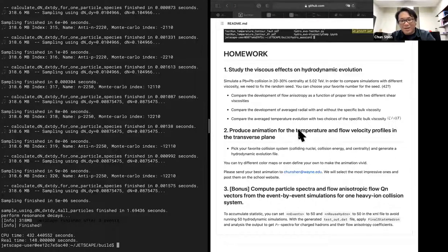The second is, if you're interested, you can make animations yourself based on the Jupyter Notebook scripts I provided as a good starting point. You can pick your favorite color schemes and other things. If you make any awesome animations, please email them to us, and we can post them on the school website and give you some credit. The third is if you want to see, for example, v2 as a function of pT come out from these simulations, just crank up the number of events to 50 or 100, and wait maybe 10 or 30 minutes, and you will get a better shape of v2. If you are interested, I strongly encourage you to try it out.